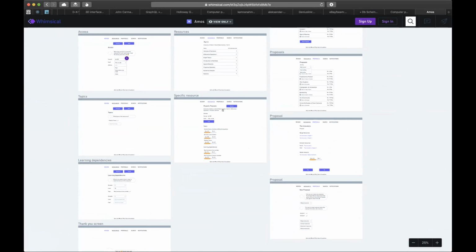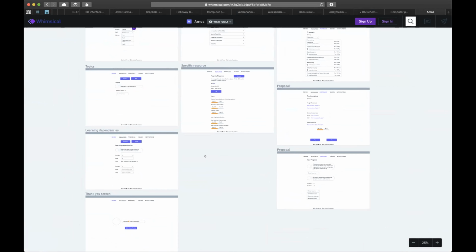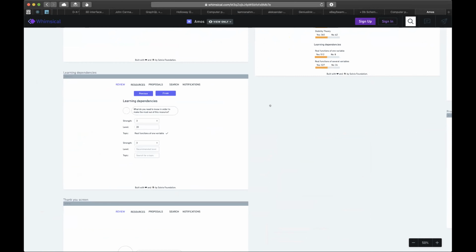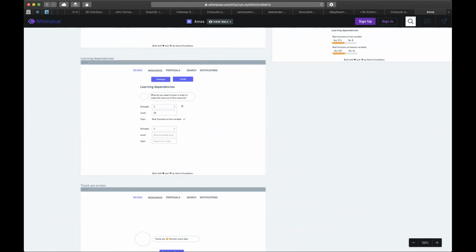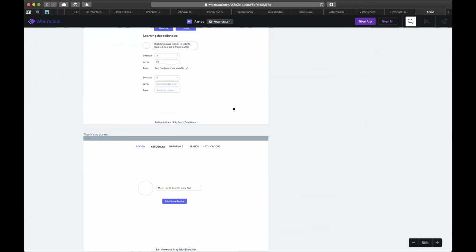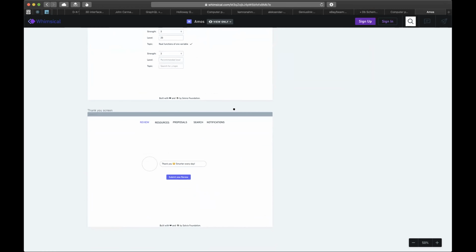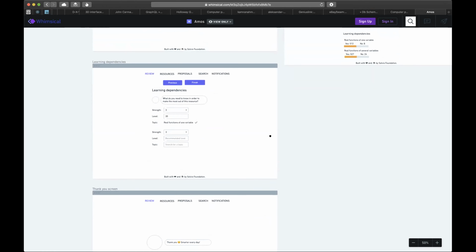So yeah, maybe just a comment or two. I did add another tab that was not originally in the specification. That's the second one, called resources. But wait, currently we're on review. So yeah, you can see that you enter the learning dependencies, in particular the strength, the topic, and the level.